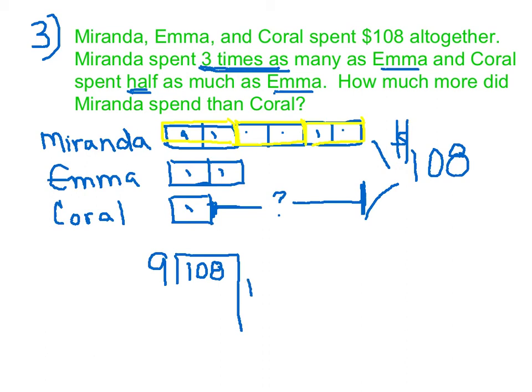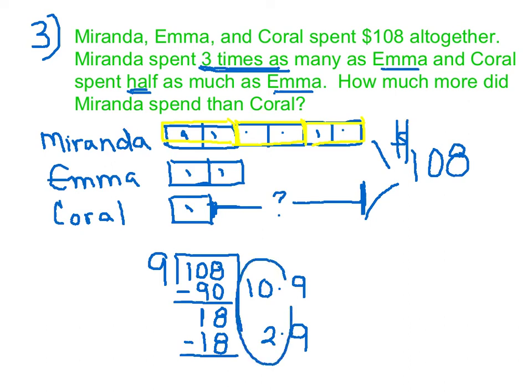Well, if I did 10 groups of 9, that would be 90. And I subtract, and I see that I have 18 left to put into groups of 9, and I know that 2 groups of 9 is 18. So that will take care of that. Then I look to see I have 12 groups of 9. So there's going to be 12 in each one of these boxes.